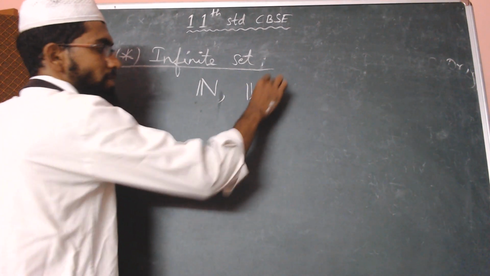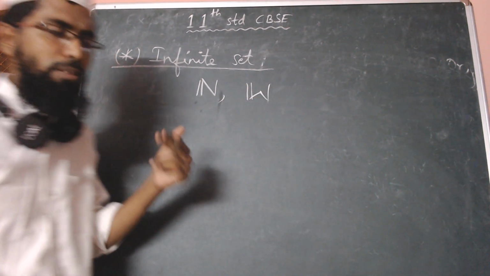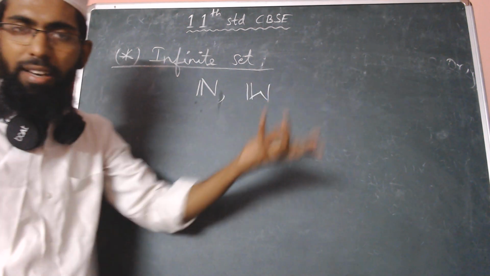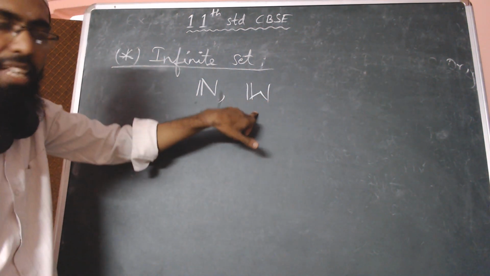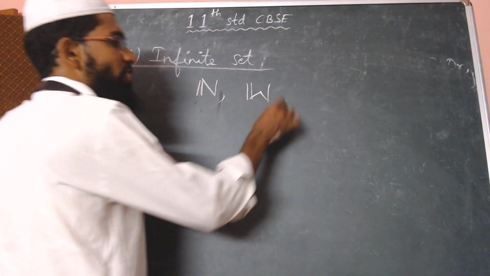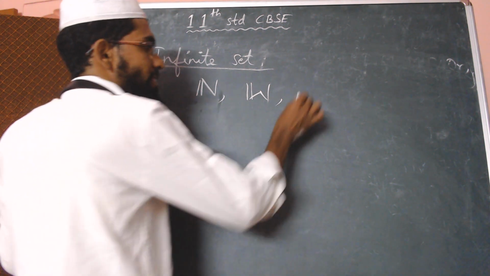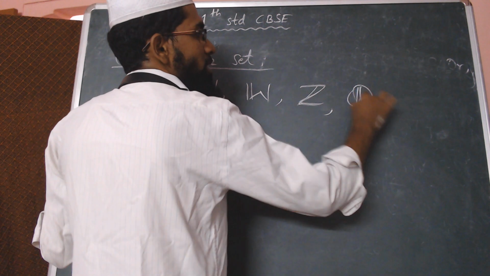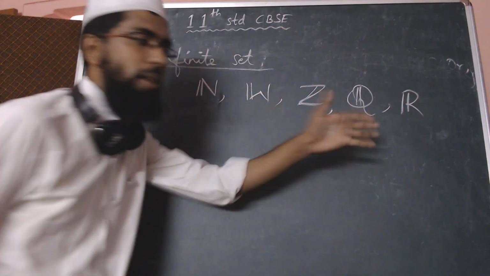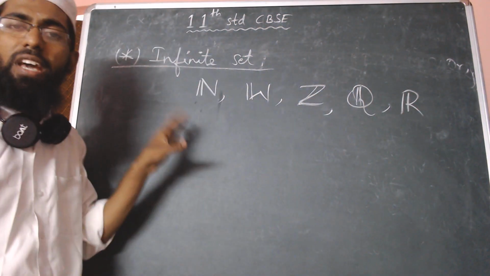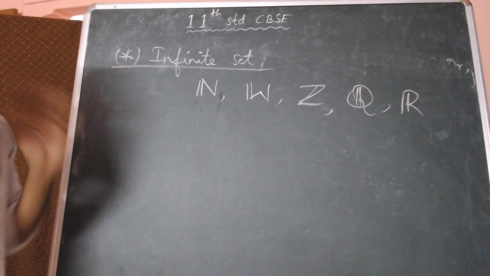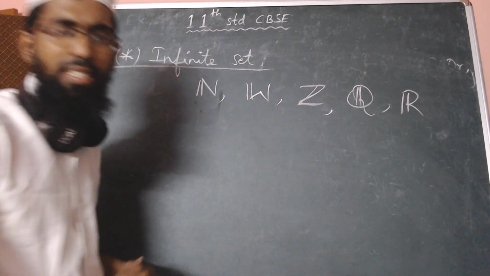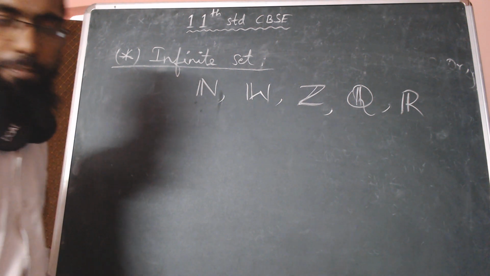Set of all whole numbers. The whole number set starts from 0, 1, 2, 3 and it goes on. We don't know where it ends, right? So the number of elements in this set is not a definite number. So this is also an infinite set. Examples of infinite sets: set of all integers, set of all rational numbers, set of all real numbers. All these are examples of infinite sets where we don't know the number of elements in that particular set, right?